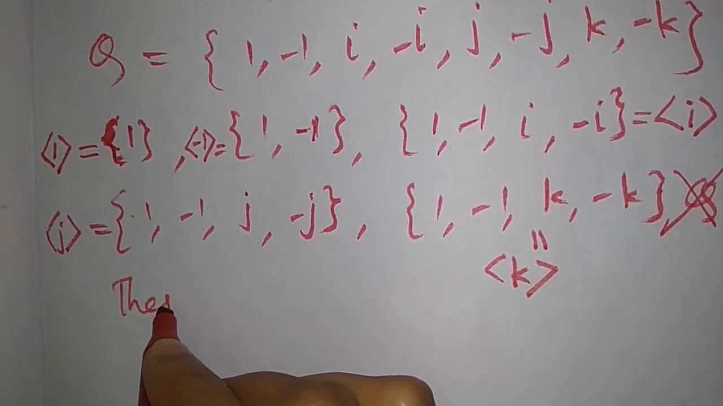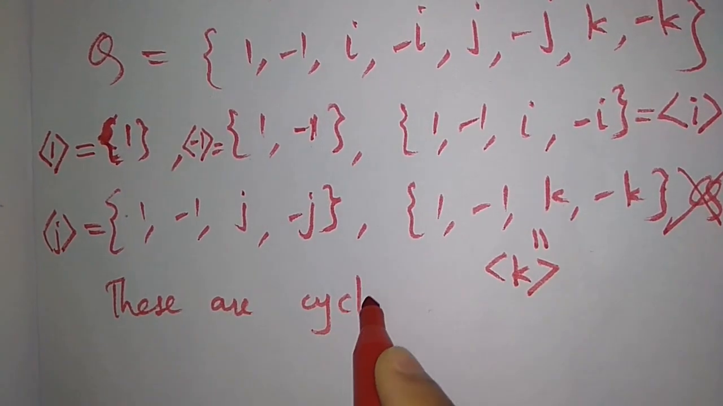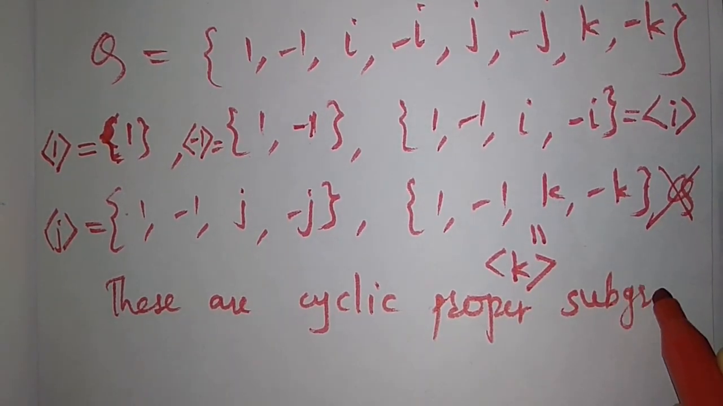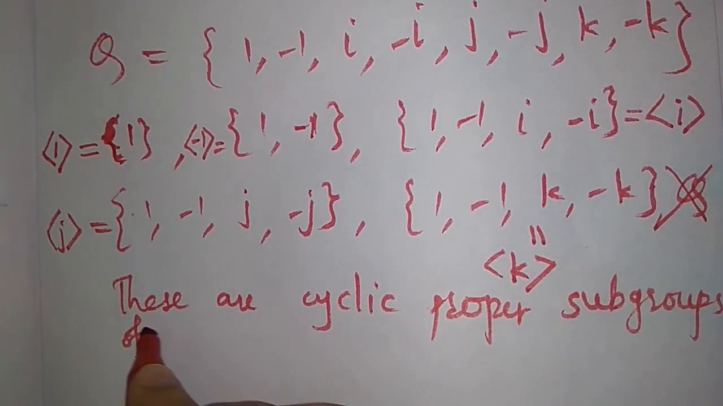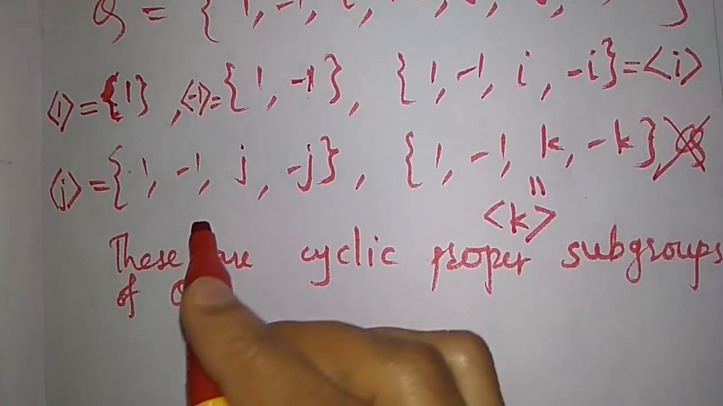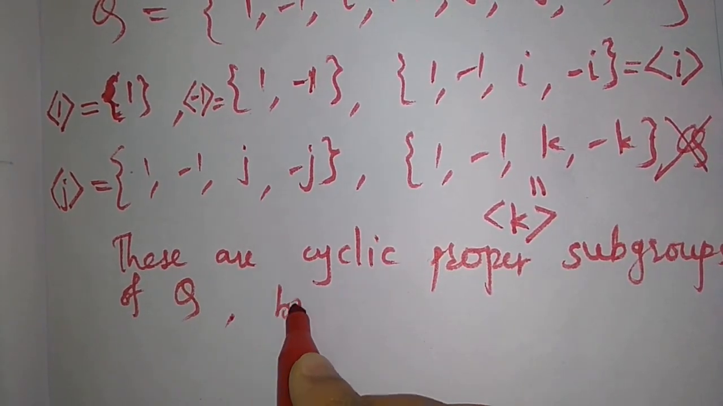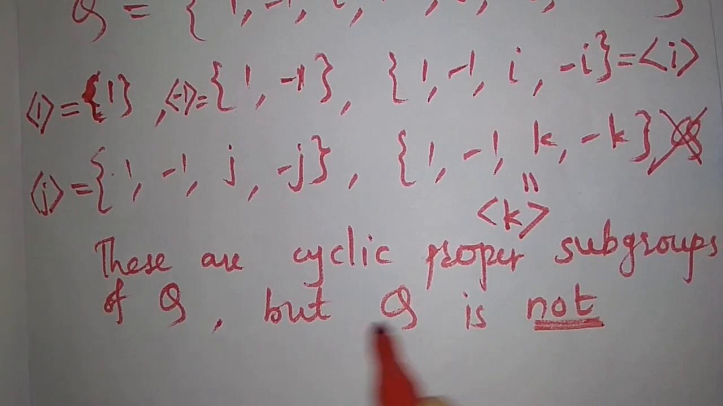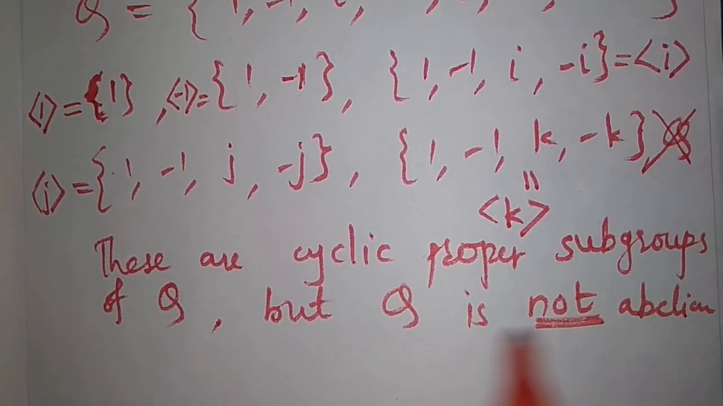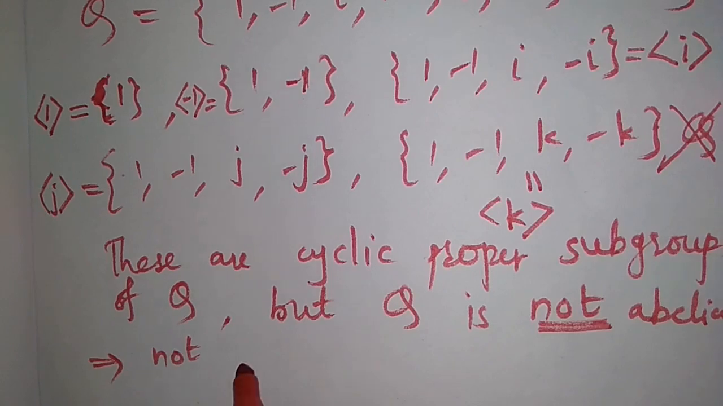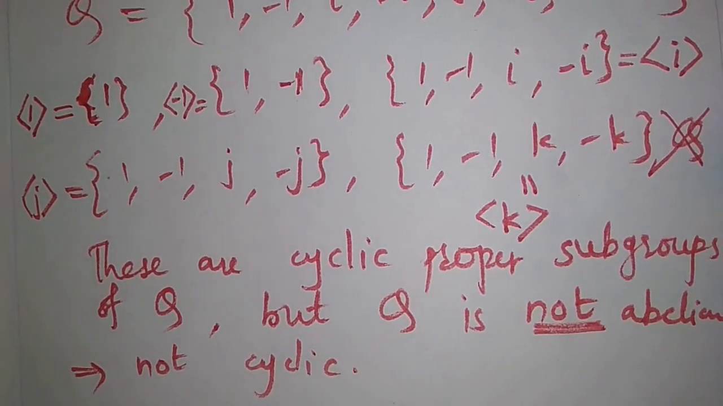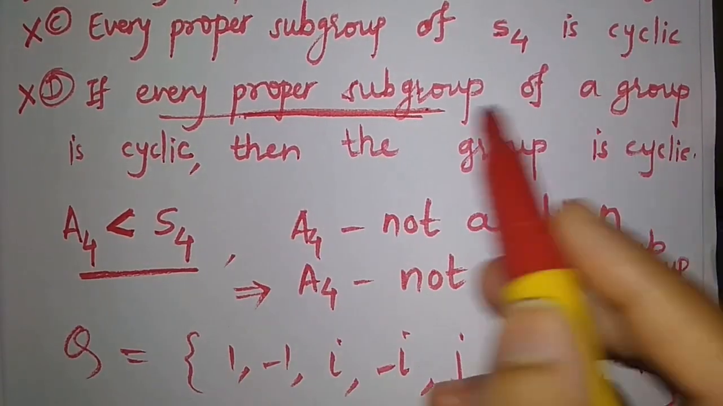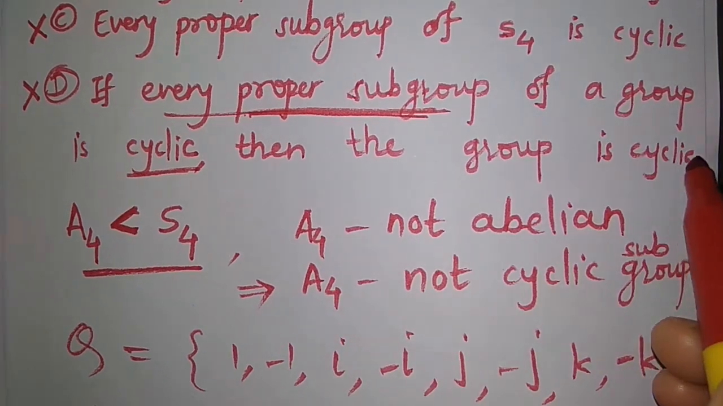So these are cyclic proper subgroups of the group Q. But we know that this Q is not abelian, and hence it is not cyclic. So we have a group where every proper subgroup is cyclic, but the group itself is not cyclic.